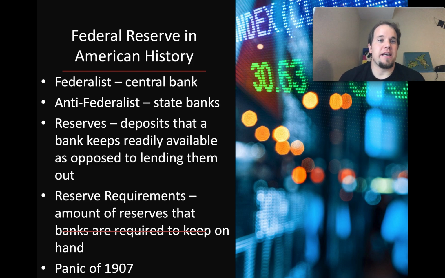The whole idea was at the beginning, remember we had Federalists, which is Alexander Hamilton, who was for the central bank, and then we had Thomas Jefferson, who was anti-Fed, who was more for giving power to the state banks instead of the federal government. We also have the introduction of reserves, the amount of money that banks need to have on hold to be available to lend money out to those who are saving their money in the banking system. And then they have reserve requirements, the amount of reserves that banks are required to keep on hand.